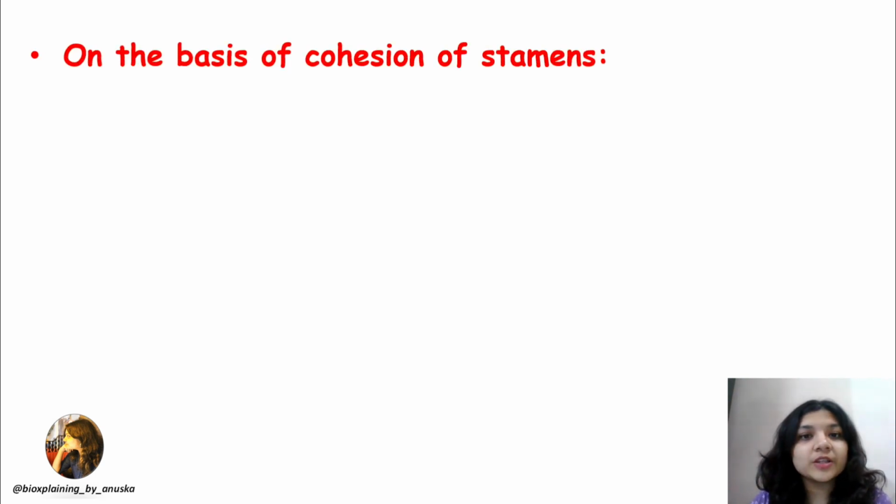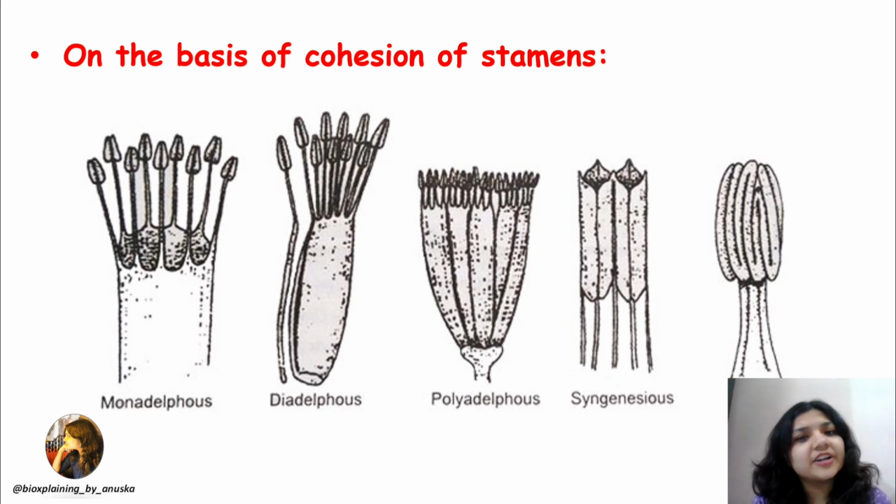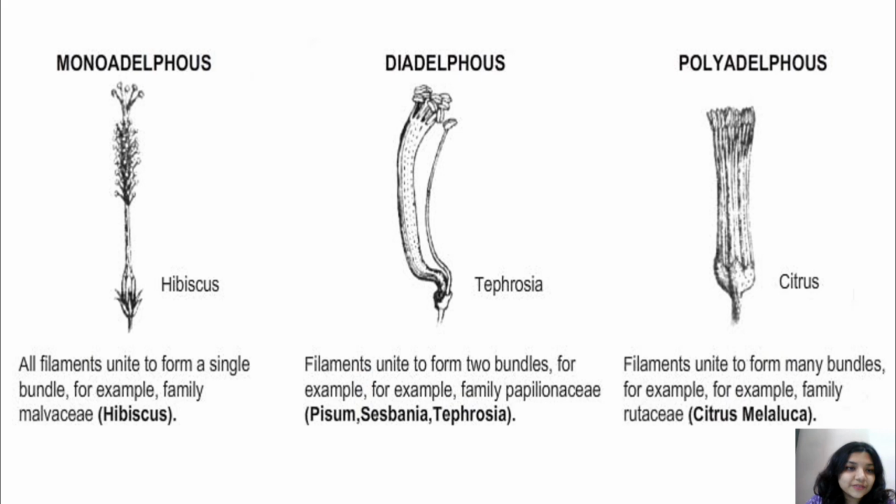Okay, so now we are beginning with the classification on the basis of stamens. We are classifying on the basis of cohesion of stamens. There are different categories: Monoadelphous, Diadelphous, Polyadelphous, Syngenesious, Synandrous. So one by one, let us have a look into them. The first thing we have is Monoadelphous. If you analyze this term, what do you see? You see mono. So mono means one, right? That means all the filaments of every stamen which is present are united together to form just one bundle, a single bundle.